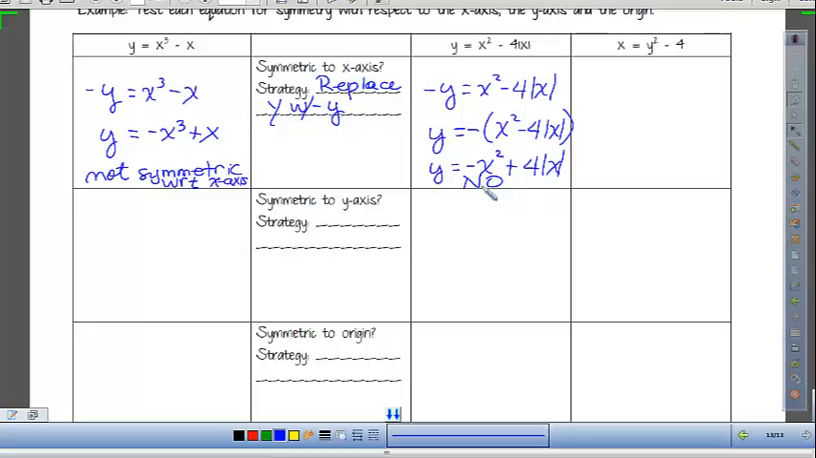And I'll leave the other one for you to try in just a minute. All right, when we're talking about symmetric to the y-axis, our strategy is what? Okay, very good.